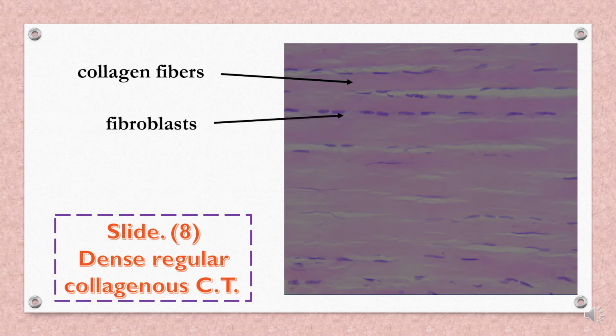This is also a slide for dense regular collagenous connective tissue. These are collagen fibers arranged in bundles parallel to each other. These are fibroblasts arranged in rows parallel to the collagen fibers. And this is a small amount of ground substance found between the collagen fibers.